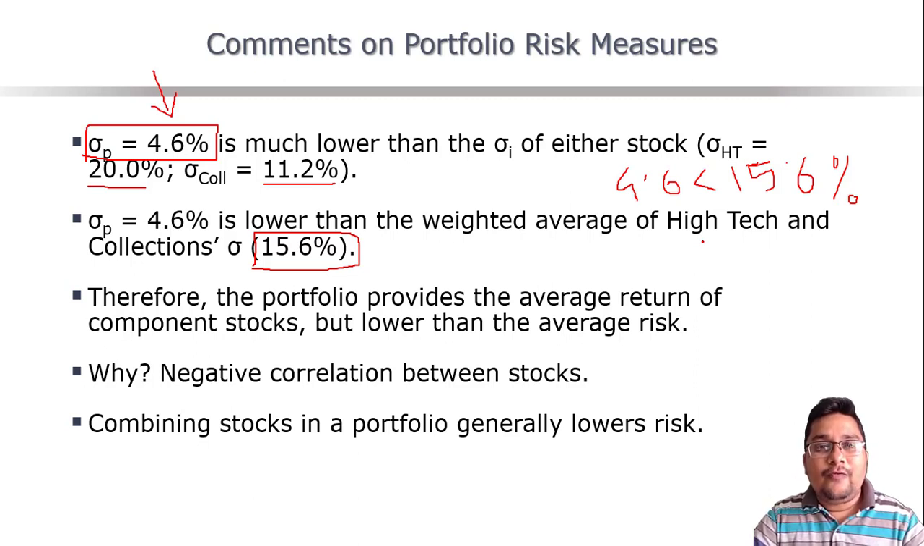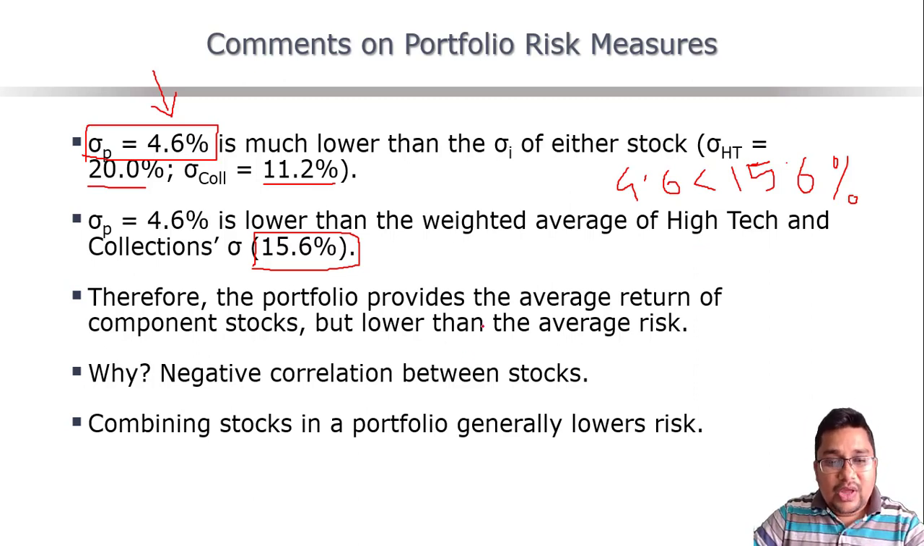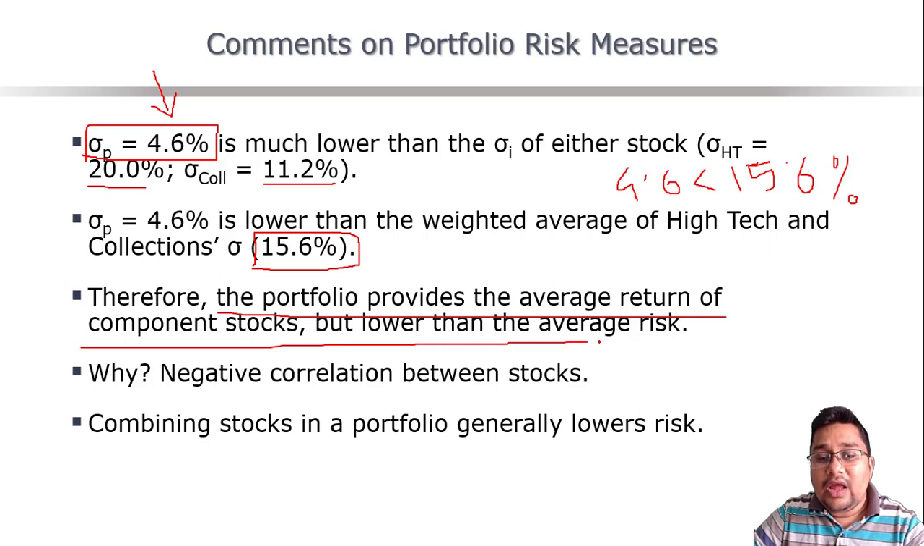So forming a portfolio is better in terms of risk. The portfolio will result in the reduction of risk. That is the interesting finding. So we can say that the portfolio provides the average return of component stocks but lower than the average risk.